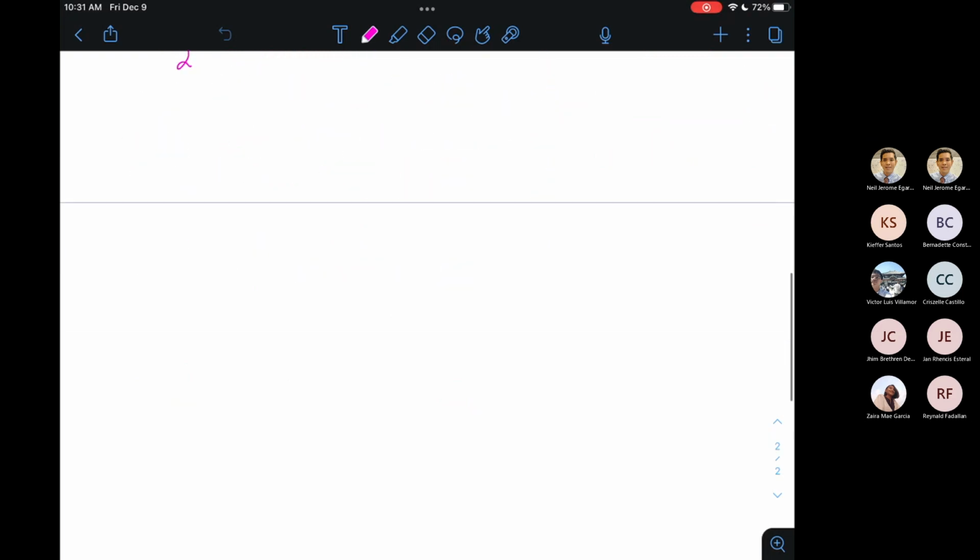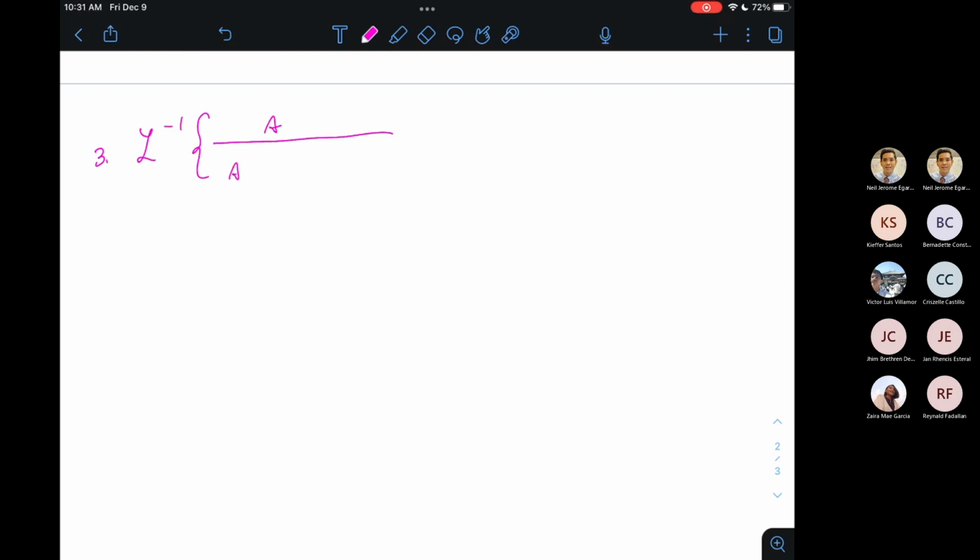Now, let's try another one. Inverse Laplace transform ng s over s squared minus 4s plus 13. Now, this is still similar to the first two examples, except that there's an s in the numerator. Tapos quadratic pa rin yung nasa ilalim, so malamang pwede ako mag-completing the square. Pero pag nag-completing the square ko, may s pa rin sa numerator, will that cause us a problem? No, it won't, because ang Laplace transform ng cosine ay talagang may s sa ibabaw. So we're still good.